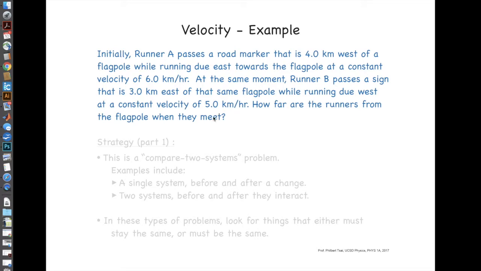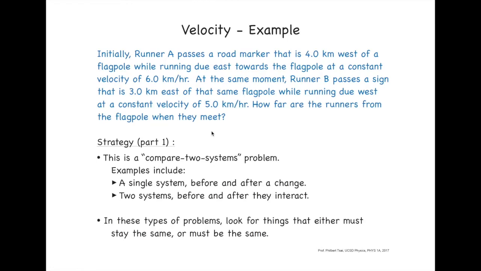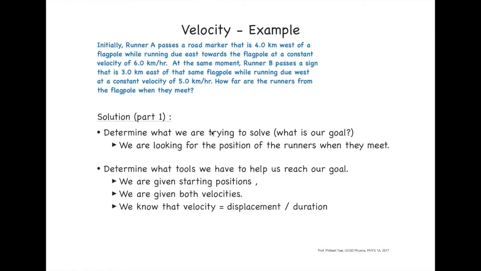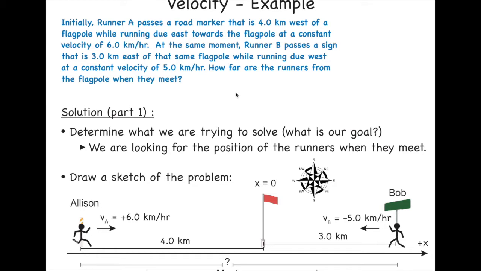Now, first of all, let me skip forward a little bit, and a picture is worth 1,000 words, so let's see if we can get the drawing of this problem up. So we have runner A to the west, 4 kilometers to the west of the flagpole, running at 6 kilometers per hour towards the flagpole. Runner B, Bob, is 3 kilometers to the east and running also towards the flagpole. We're looking for a position where they will meet.